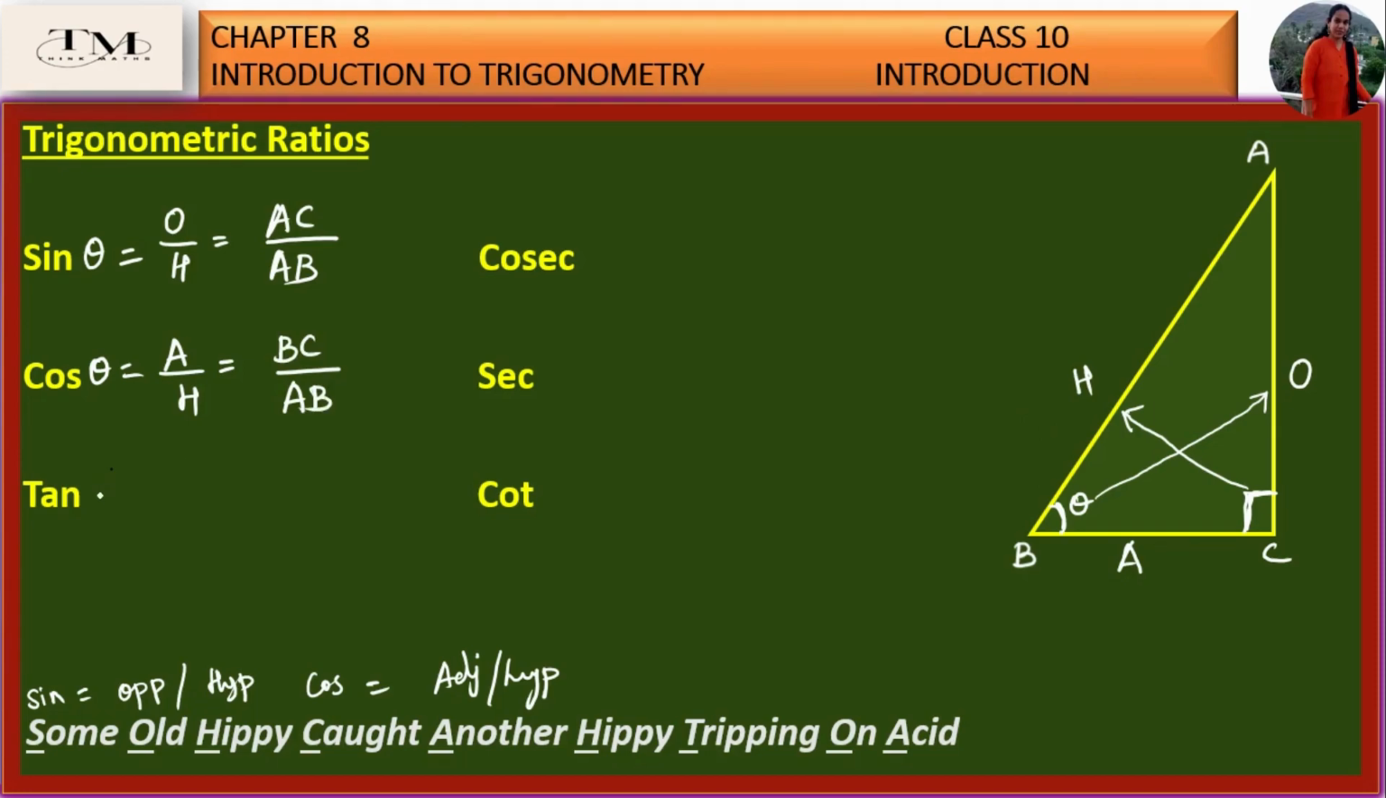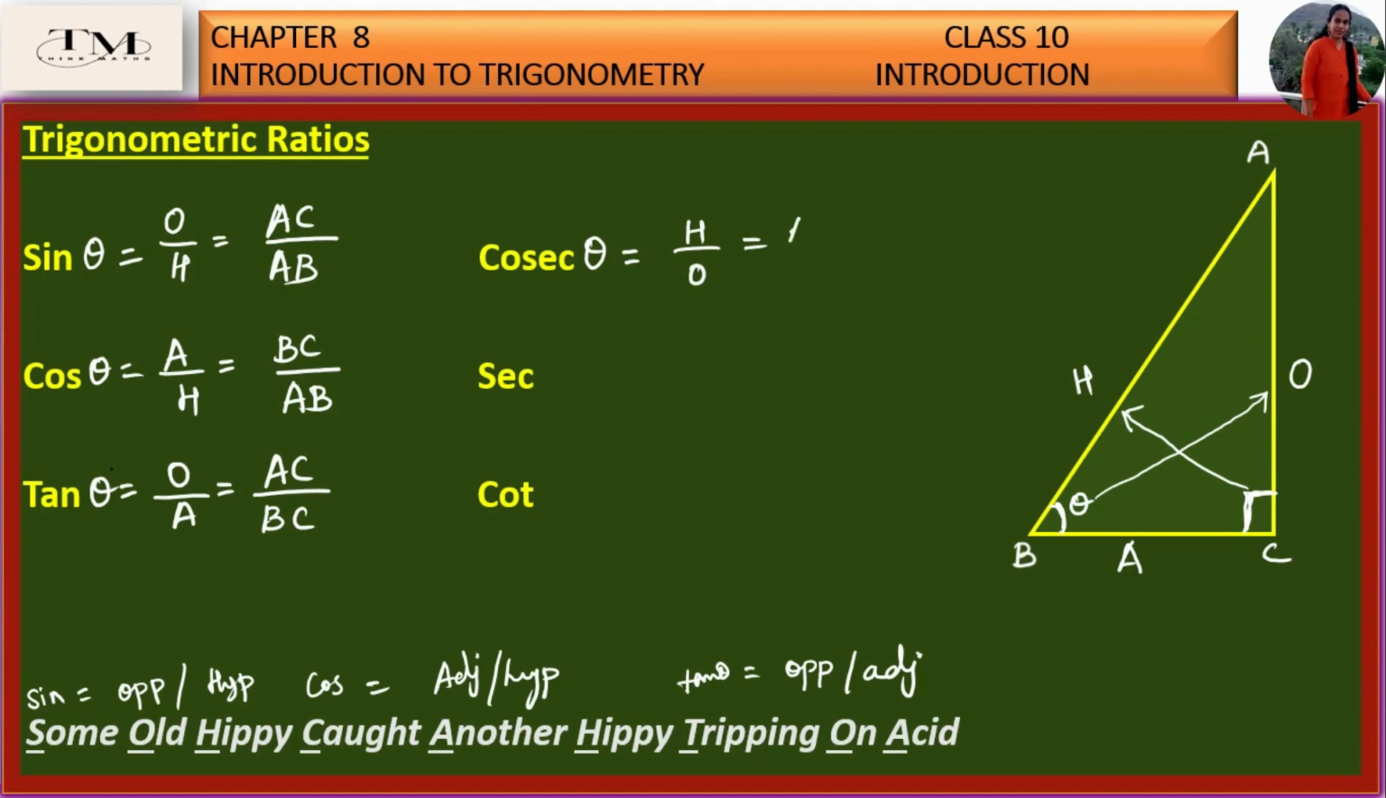Tan theta. So T stands for tan theta equal to O. O stands for opposite and A stands for adjacent. So opposite side by adjacent side. So opposite is nothing but AC, adjacent side is BC. So AC by BC. Now if we know these values, we can easily find cosecant theta because cosecant theta is nothing but inverse of sin theta. So O by H will become H by O, which is equal to AB by AC.